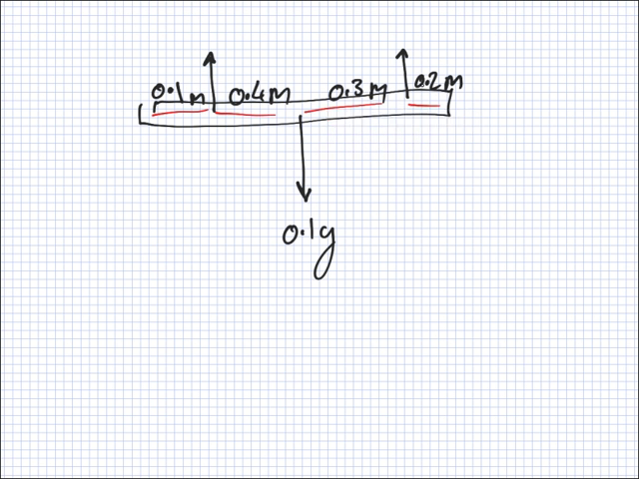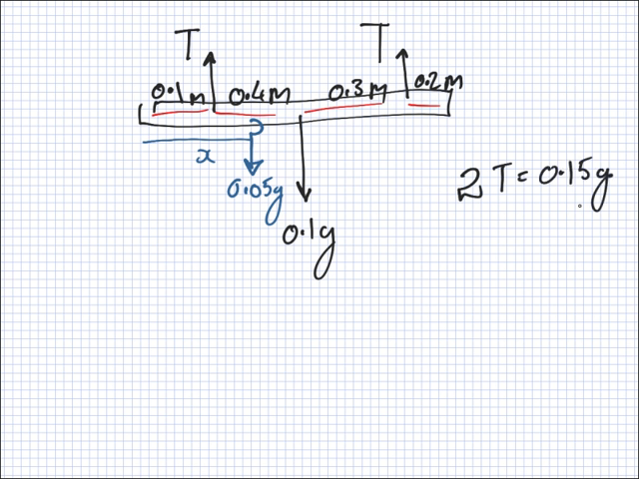Right, so let's say you hang a mass here and it is 0.05 g, and this distance here is x. We want to know what x is. And we also know that the tensions are equal. So we know that this is T and this is T. So you know that 2T should equal 0.15 g. So you could get T, but we don't want T, we want x. So, can you actually tell me what T is there, please, Ben? What's the T here? It'll help us.